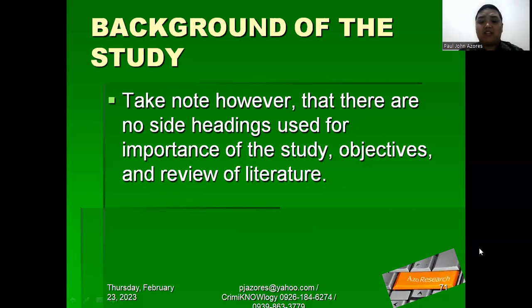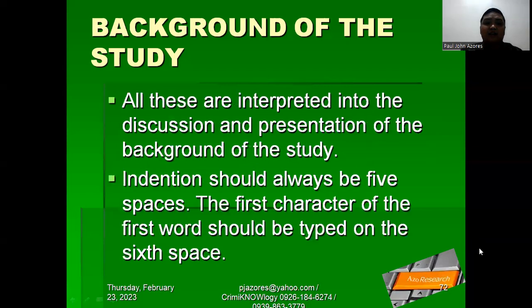Take note, however, that there are no side headings used for the importance of the study, objectives, and review of the literature. All these are interpreted into the discussion and presentation of the background of the study. Indention should always be 5 spaces. The first character of the first word should be typed on the 6th space.